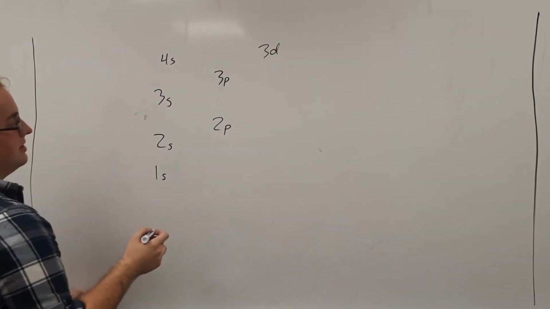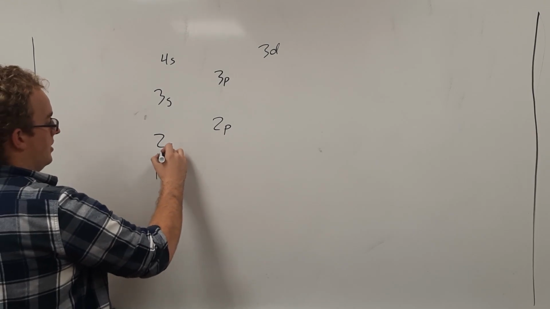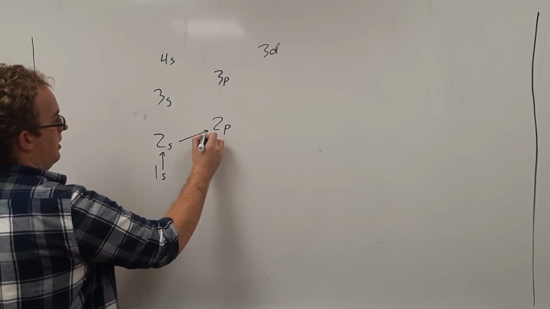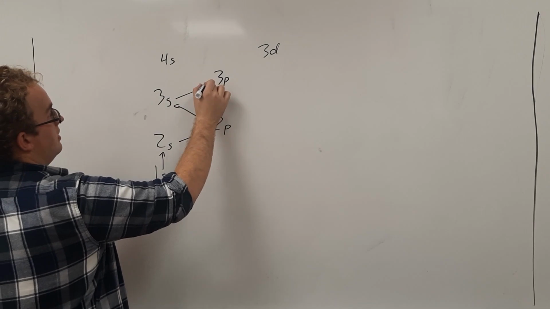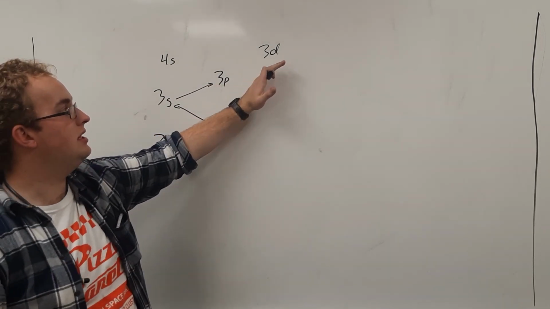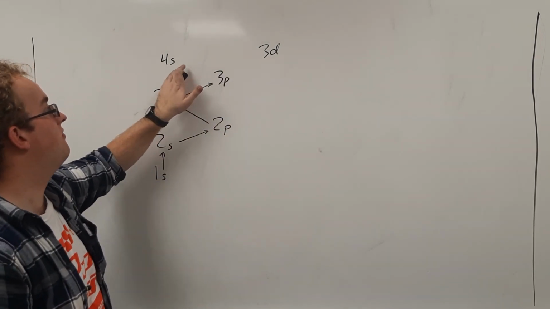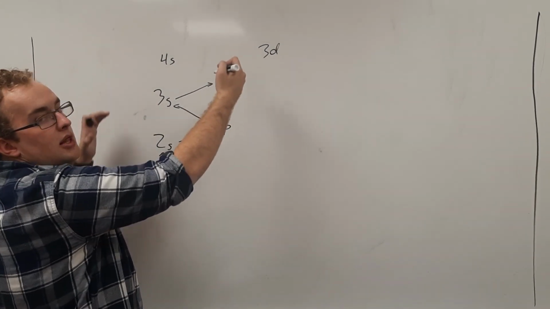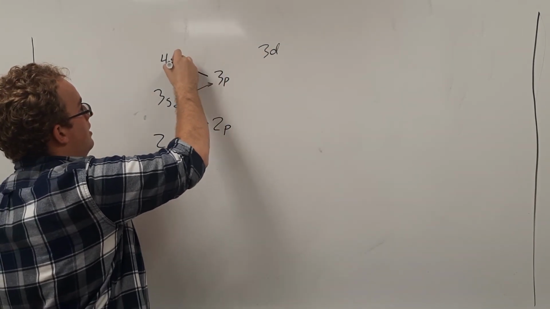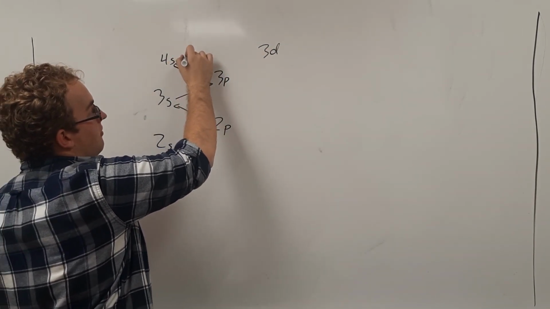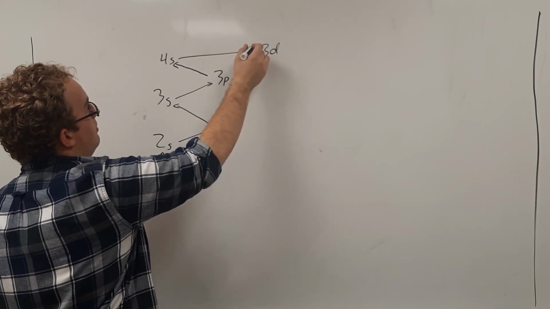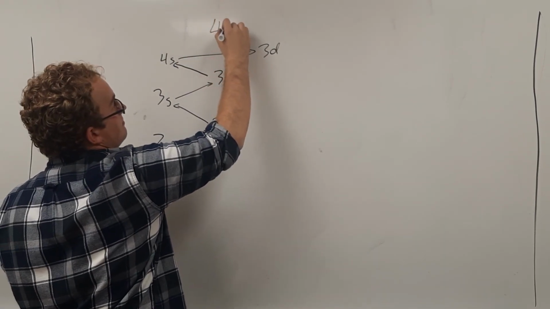So if I was to draw these in terms of height, we'd go to this one, then to this one, then to this one, then to this one, and you might think we go to the d orbital next, but in reality we go to the 4s because it's just a little bit lower energy than 3d. So it's kind of like we shoot over to 4s and then to 3d, and then we would go to 4p.